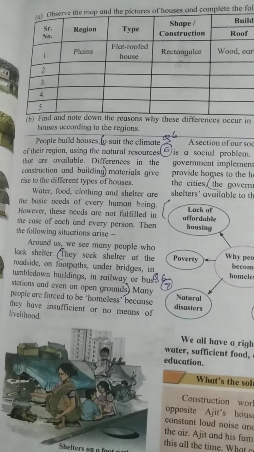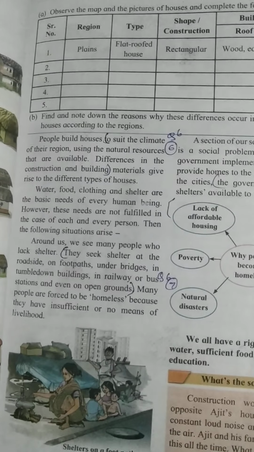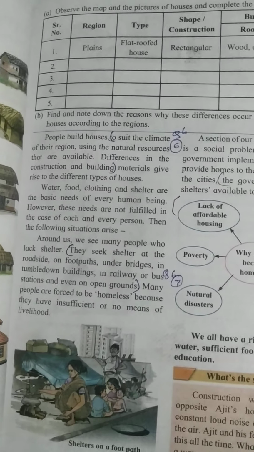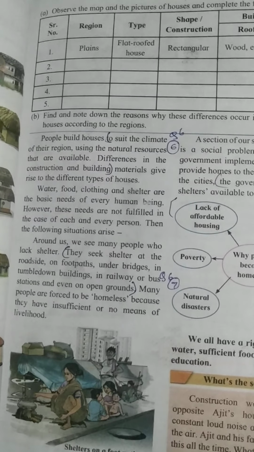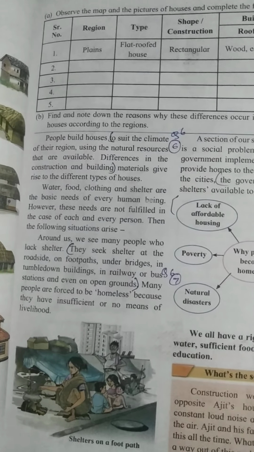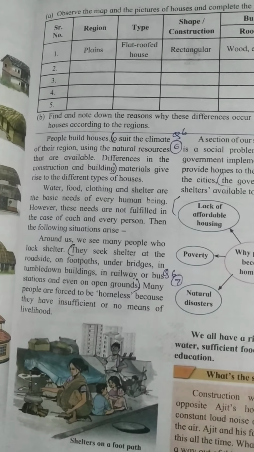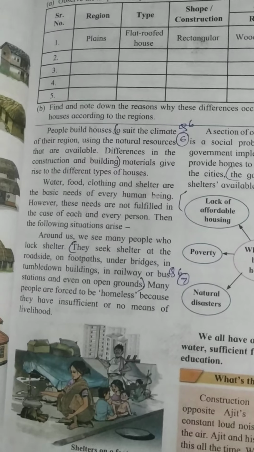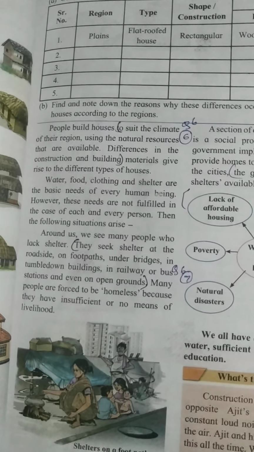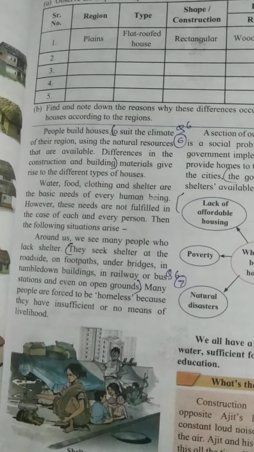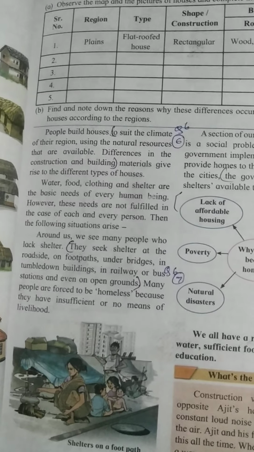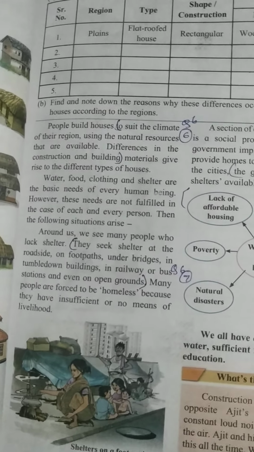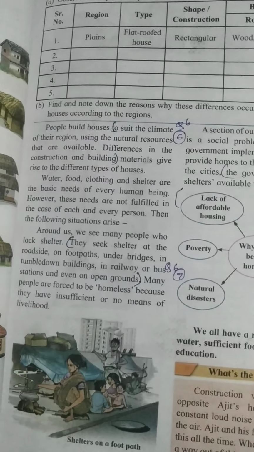Water, food, clothes, and shelter are our basic needs. For every human being, these are basic needs. However, these needs are not fulfilled in the case of each and every person. Then many situations arise. If these needs are not fulfilled, some situations arise in front of us. So if there is no shelter, what situation will arise?